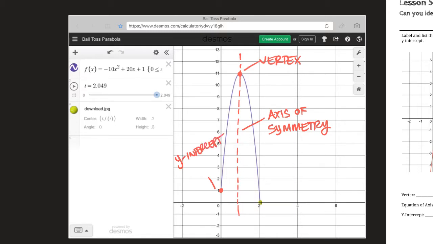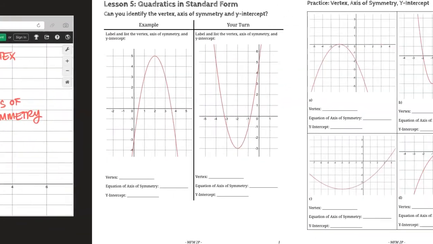With these three pieces of information, the Y-intercept, the vertex, and the axis of symmetry, we can actually get a pretty good idea of what a parabola is going to do, and we'll be able to sketch it based on the equation. So that's what we're going to do. So let's move over here to the lesson.